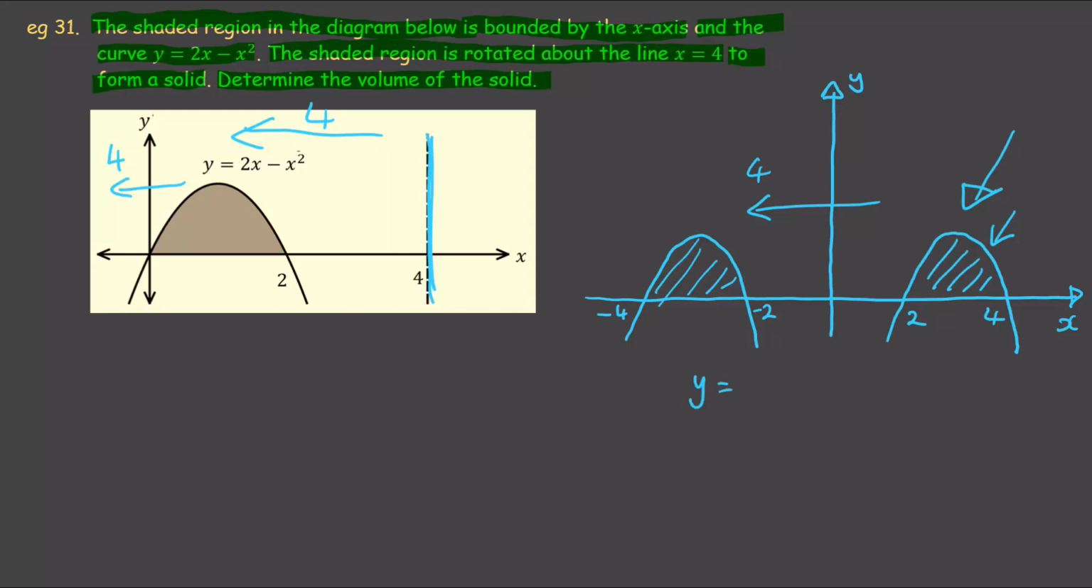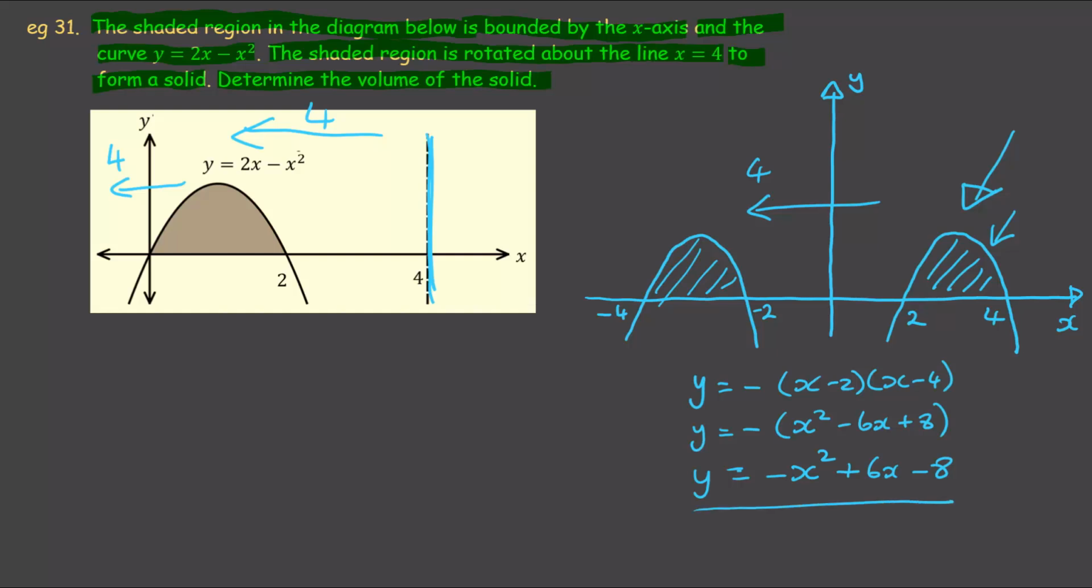Well, it's going to be y is negative x minus 2, x minus 4. So that's going to be negative x squared minus 6x plus 8. And so we have minus x squared plus 6x, take away 8. And that's the curve that we're going to work with.